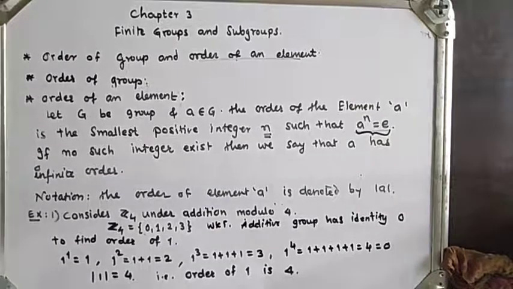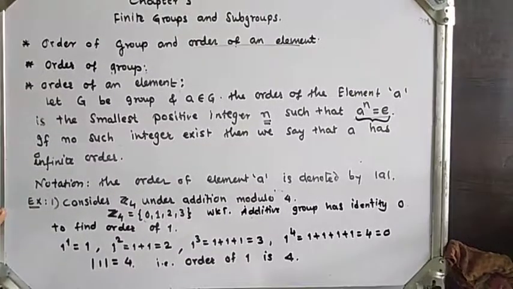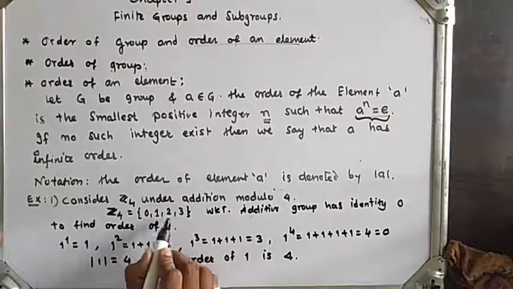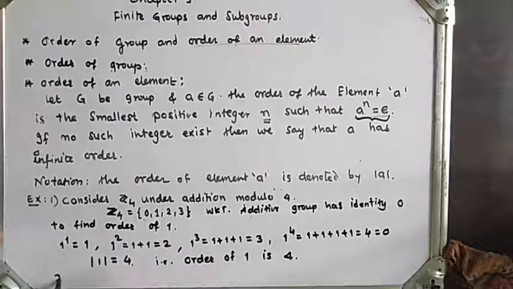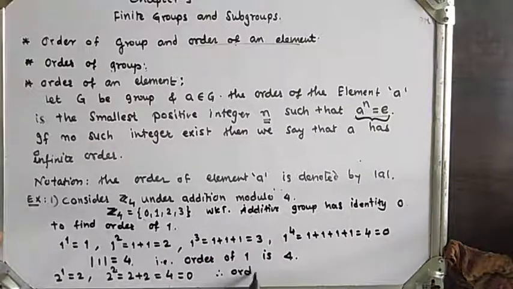Similarly, to find the order of 2, we know that 2 raised to 1 will be 2, meaning addition of 2 one time, because the operation is addition. Now 2 raised to 2 is addition of 2 two times, which is 4, and 4 modulo 4 will be 0. So 2 raised to 2 is equal to 0, which means the order of 2 is 2, because 2 raised to 2 is the identity element. The order of 2 will be 2, right?